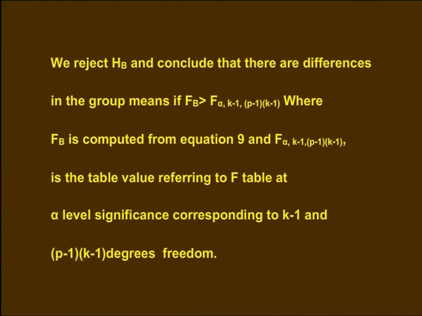Similarly, we reject HB and conclude that there are differences in the group means if FB is greater than F alpha, k minus 1, p minus 1 k minus 1, where FB is computed from equation 9 and F alpha, k minus 1, p minus 1 k minus 1 is the table value referring to F table at alpha level of significance corresponding to k minus 1 and p minus 1 k minus 1 degrees of freedom.